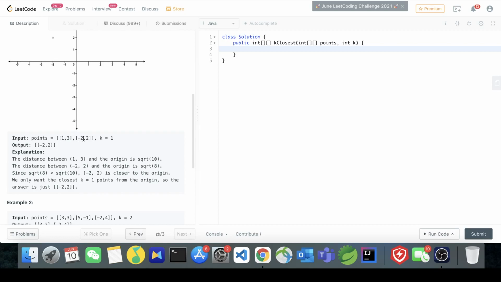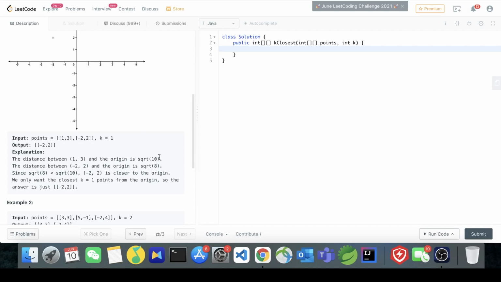Here we have 2 points, and we have to return 1 point that's closest to the origin, and the answer will be the second point. Because for the first point, the distance to the origin is square root of 10. We get the square root of 10 by having 1 times 1, which is 1, plus 3 times 3, which is 9. And then the square root of 1 plus 9, which is square root of 10, will be our distance to the origin.